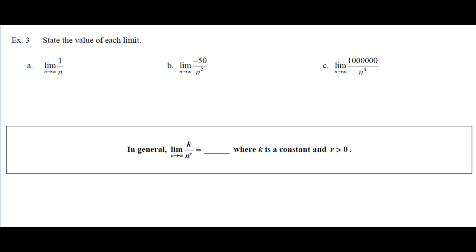State the value of each limit. So the limit as n approaches infinity, 1 over n is 0. -50 over n squared, 0. 10, or what is that, 100,000, million over n to the 4th. All zeros, right? In general, the limit as n approaches infinity of k over n to the power of r, where k is a constant and r is greater than 0, that's equal to 0. Right? It doesn't matter how big the number up top is, because you're going to overwhelm it with the number on the bottom.